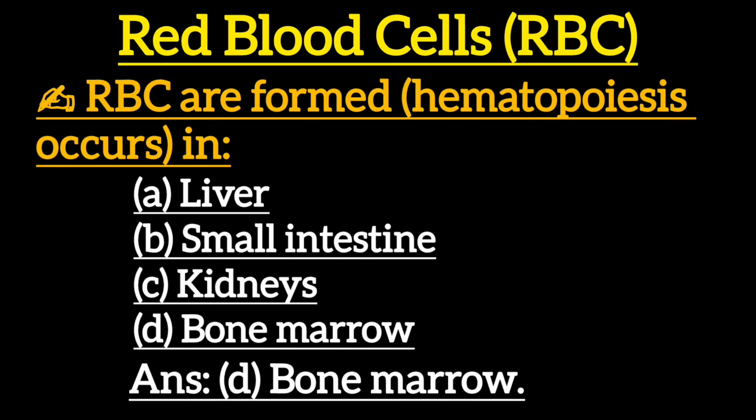Next one is RBC are formed in or hematopoiesis occurs in option A liver, option B small intestine, option C kidneys, option D bone marrow. Correct answer is option D bone marrow.